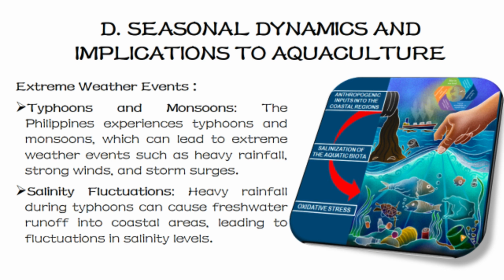While the salinity fluctuation, heavy rainfall during typhoons can cause freshwater runoff into the coastal areas, leading to fluctuation in salinity levels. Aquaculture species adapted to specific salinity ranges may experience stress or mortality during such events.